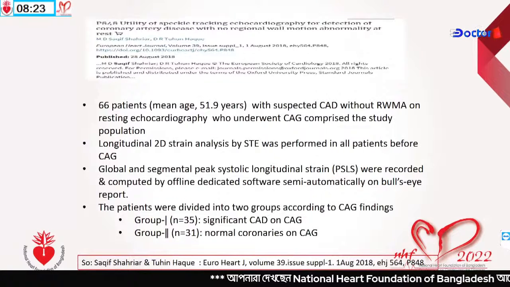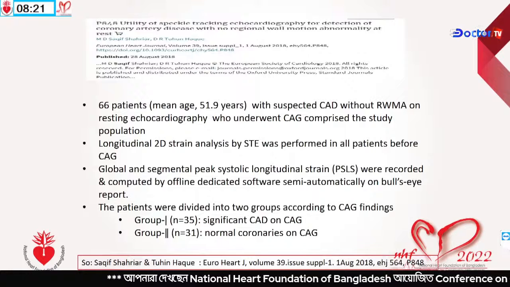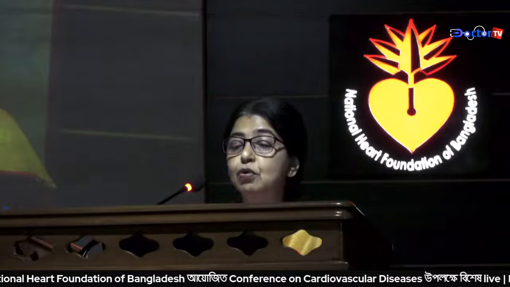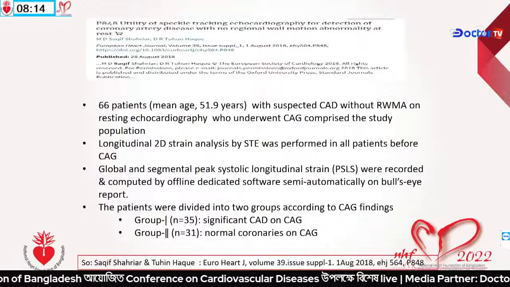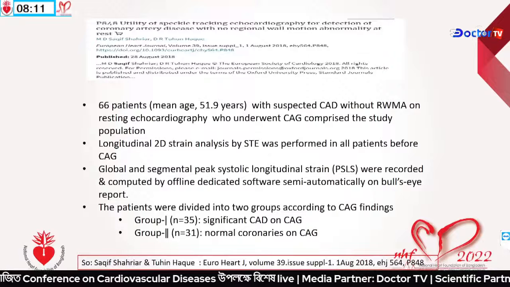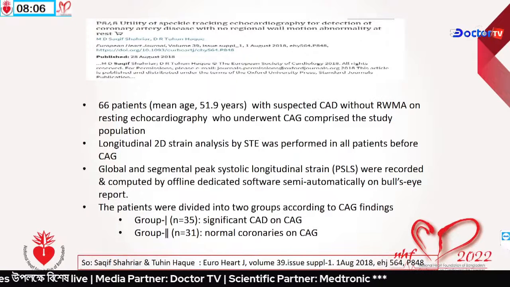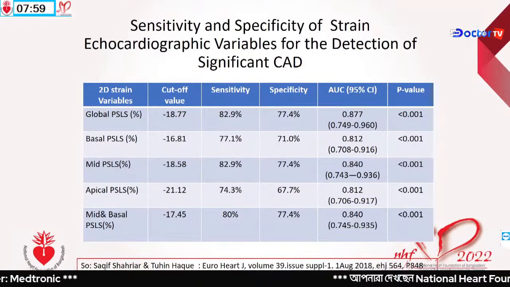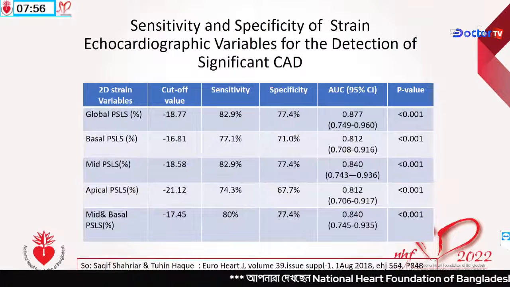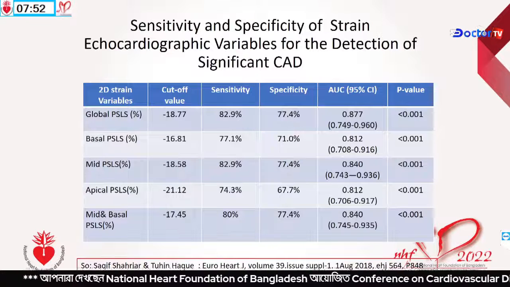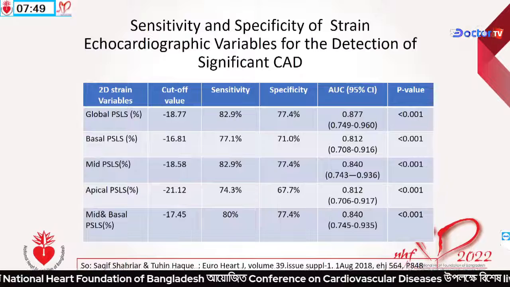In our first study, we did 2D STE to find out the utility of speckle tracking echocardiography for detection of coronary artery disease with no regional wall motion abnormality at rest. A summary of this study was presented at the annual scientific conference of the European Society of Cardiology, and the abstract was published in the European Heart Journal Supplement. In this study, we found that the global peak systolic longitudinal strain showed good sensitivity and specificity for identification of significant coronary artery disease in patients with stable coronary artery disease without regional wall motion abnormality at rest.